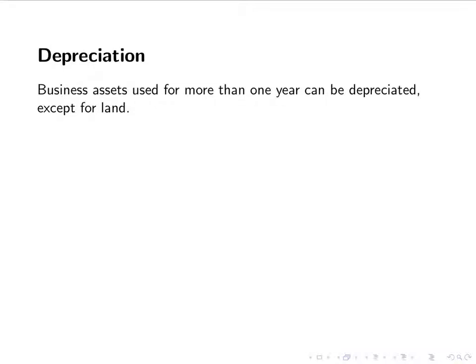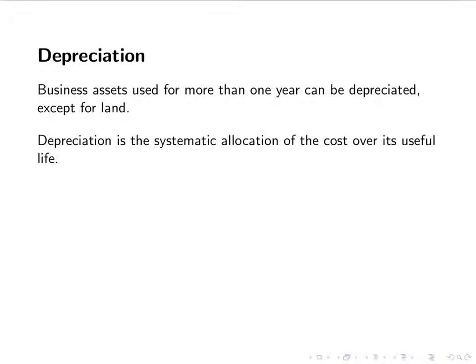Depreciation is a tool that businesses use for assets that are used for more than 1 year, except for land. Depreciation is the systematic allocation of the cost over its useful life. So this is for bookkeeping purposes. How much can I write off of an object for tax reasons?